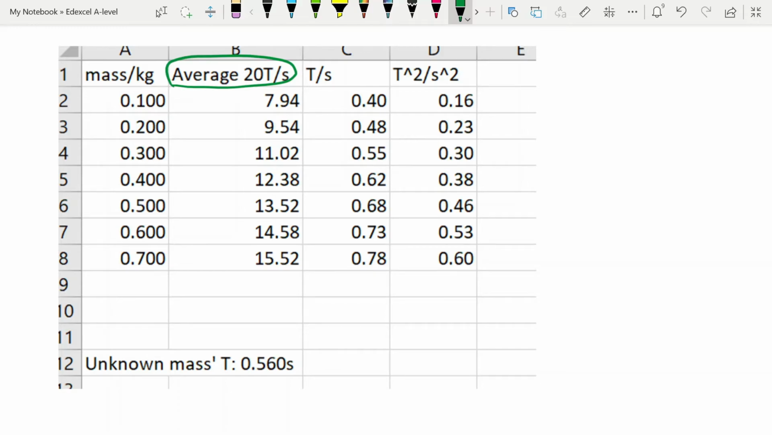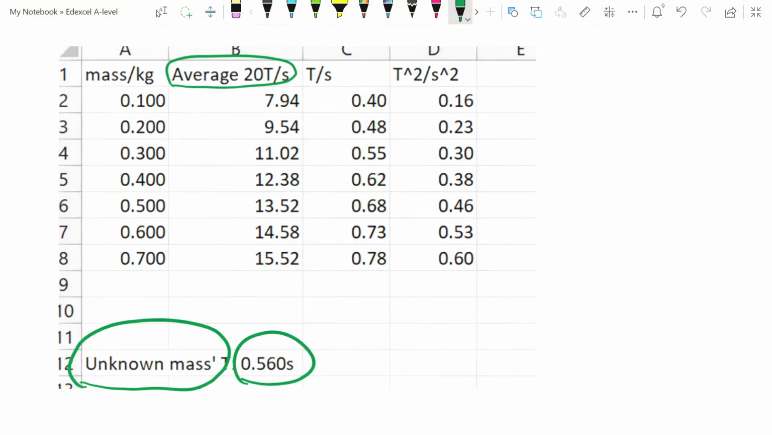So what you do is you change the masses, start with 0.1, measure 20t, do that 3 times, find an average, and then increase it to 0.2, and so on. And then at the end, you have this unknown mass. And what you do is you then measure the time period, again 20t, do it 3 times, find an average for your unknown mass, and you're going to use the graph of your t squared against m to figure out what the unknown mass's mass is.